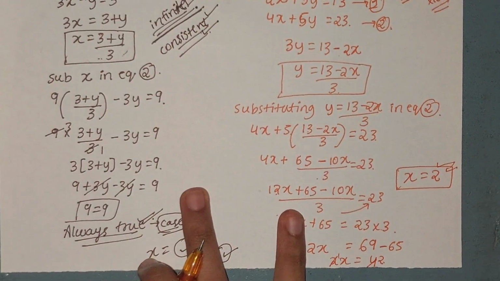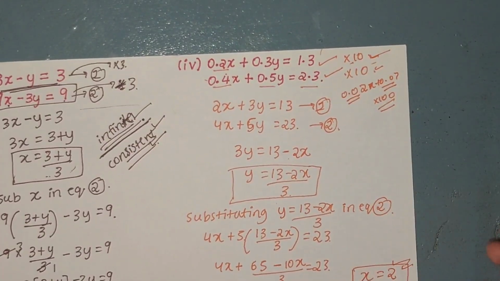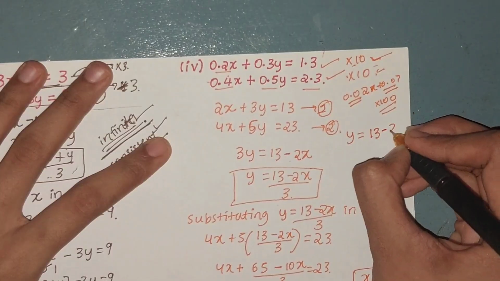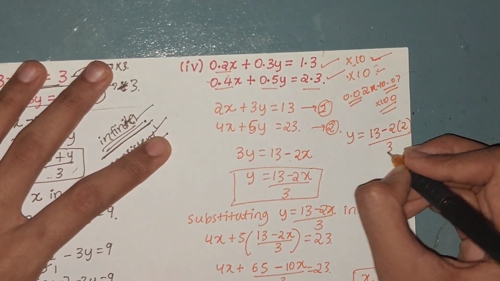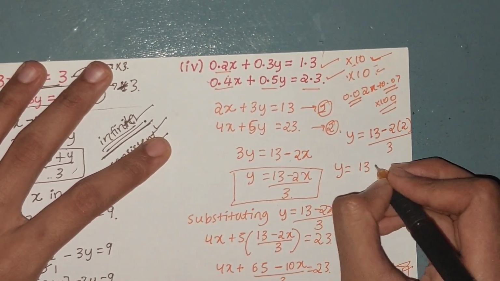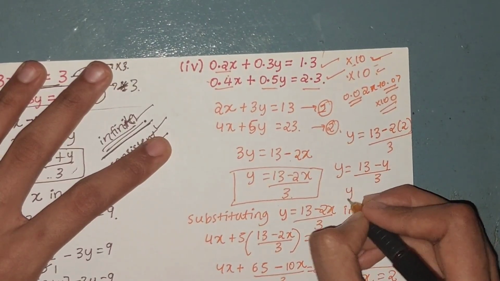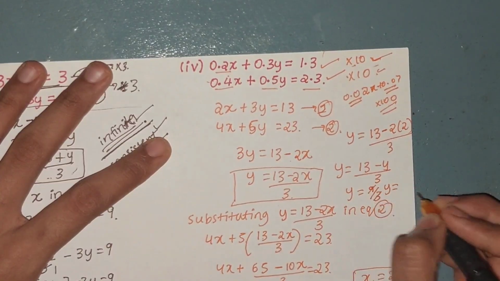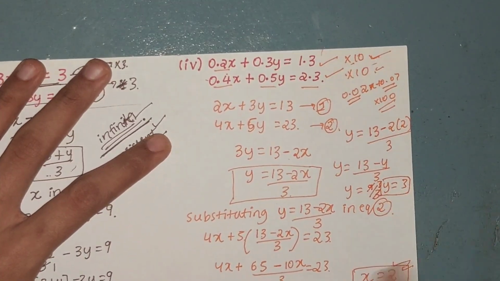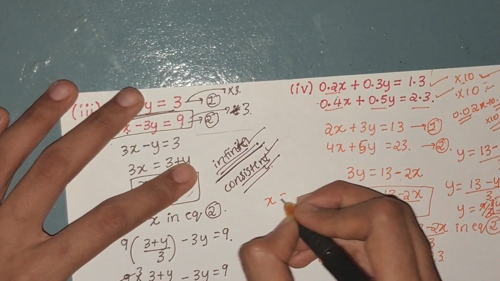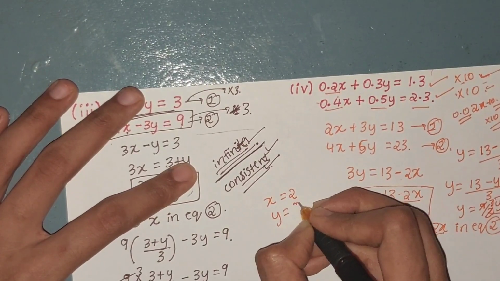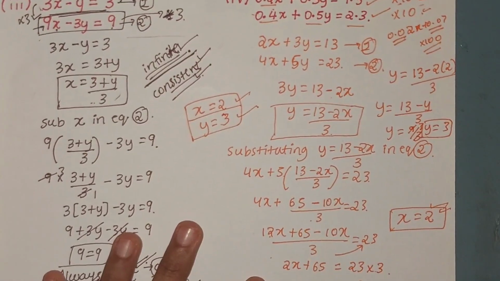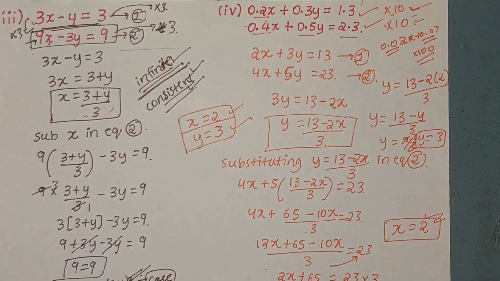Now we have to find y. So what I will do is, in place of x I'm going to substitute 2. So 13 minus 2 into 2 by 3. So y is equal to 13 minus 4 by 3. So 13 minus 4 will give you 9 by 3. y is equal to 3. So your x is 2 and y is 3. So these are your answers. I hope you are able to understand it, write it neatly in your exam paper.